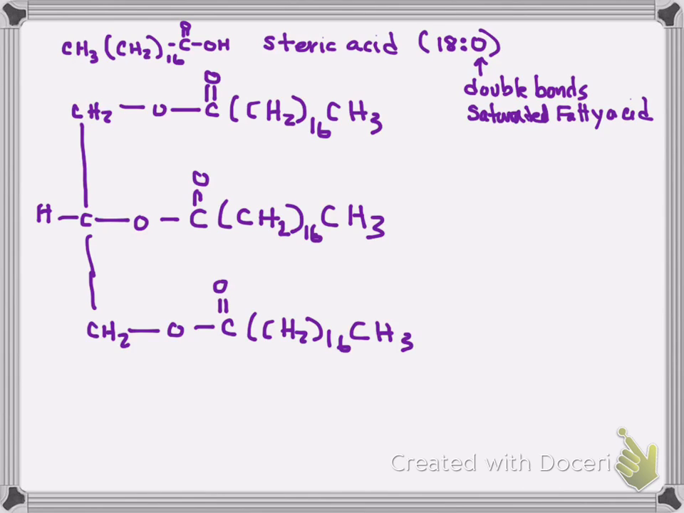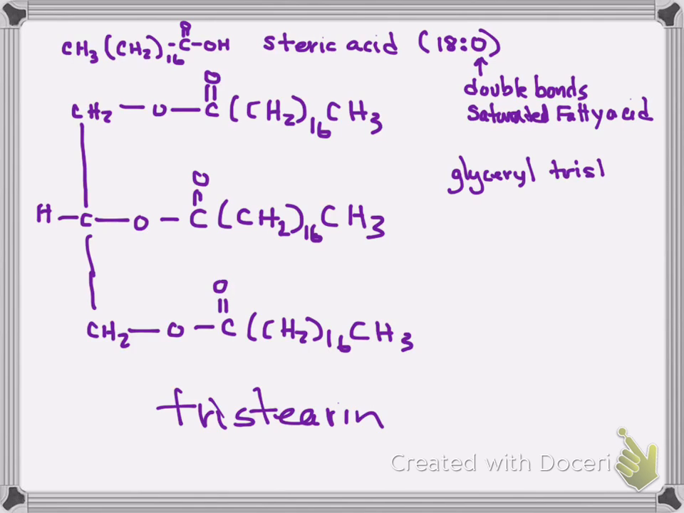So this has got a couple of names. The common name for it is tristearin, because it has three stearic groups, three stearates on it, okay? The systematic name is to call it glycerol, and then tristearate. I'm writing, but it's not following along.